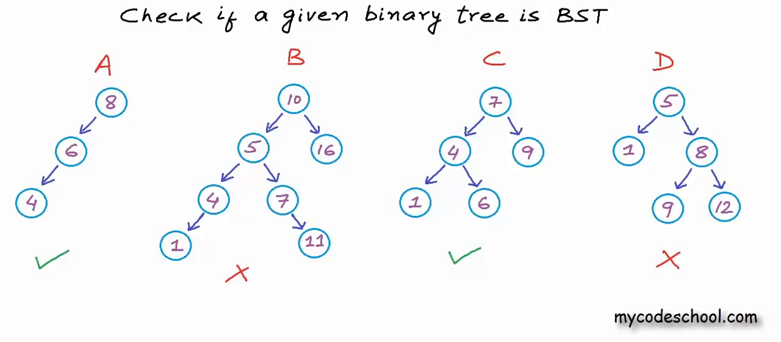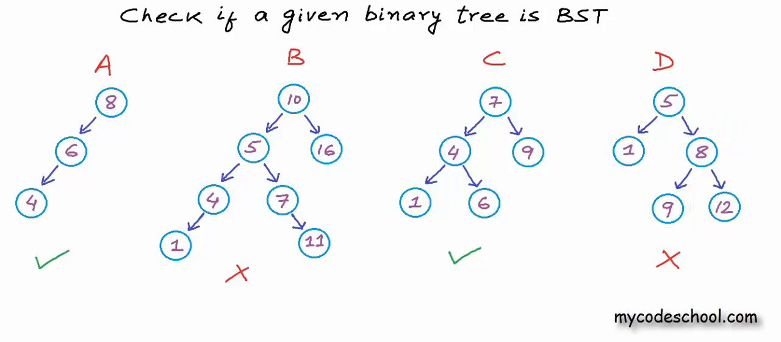In D, we are good for the root node. The value in root node is 5, and we have 1 in left subtree, which is lesser, and we have 8, 9, and 12 in right subtree, which are greater. So we are good for the root node, but for this node with value 8, we have 9 in its left. So this tree is not a binary search tree.